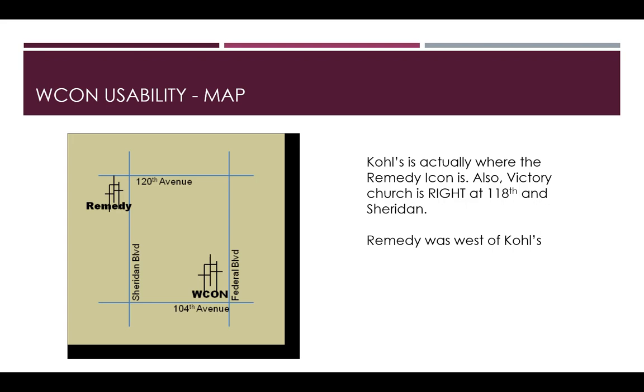Another area of usability problem was the map. This is the area at 118th and Sheridan in Westminster, and you can see in the upper left corner the word remedy. If you're familiar with this area, what you know is that where the crosses are is actually where Kohl's department store is, and where the word remedy is, literally, is at 118th, and that's where Victory Church is, and not the Ignite/Remedy campus. So that was a big problem. The Remedy campus was actually west of Kohl's.